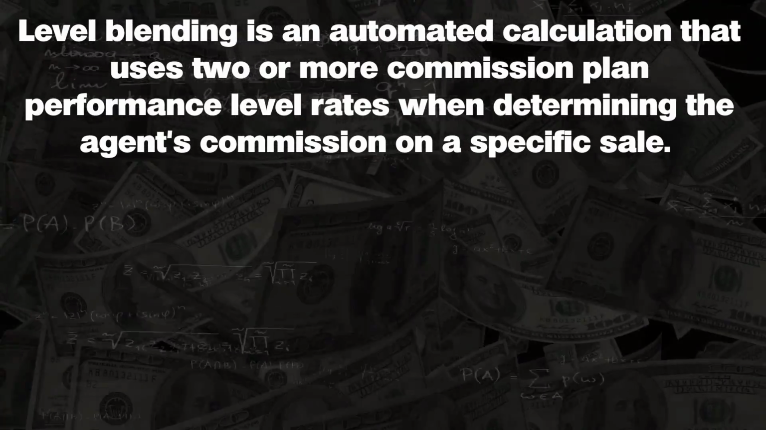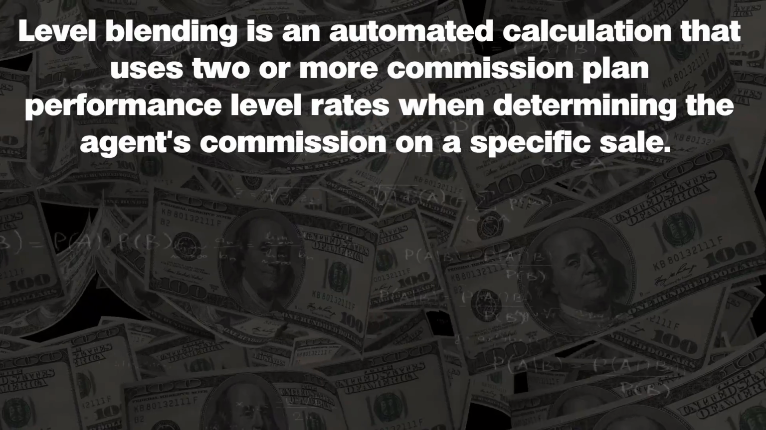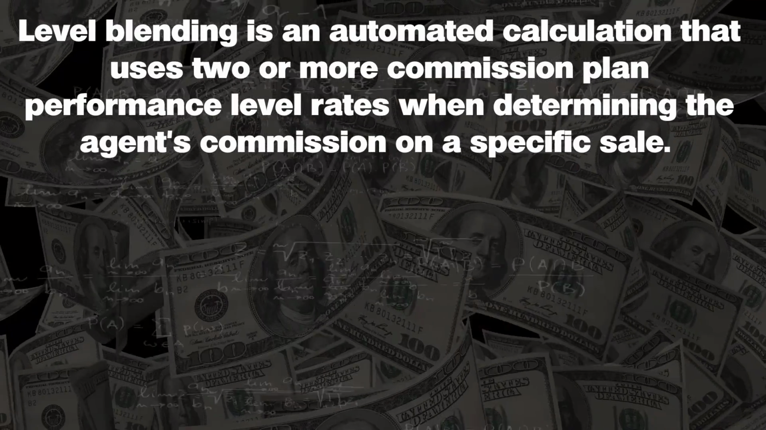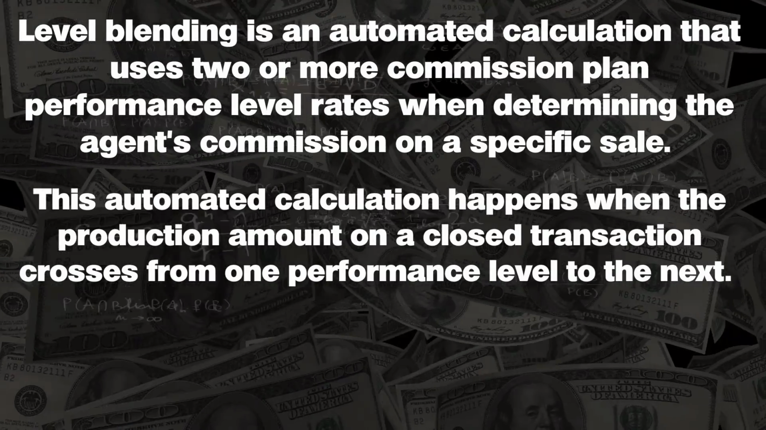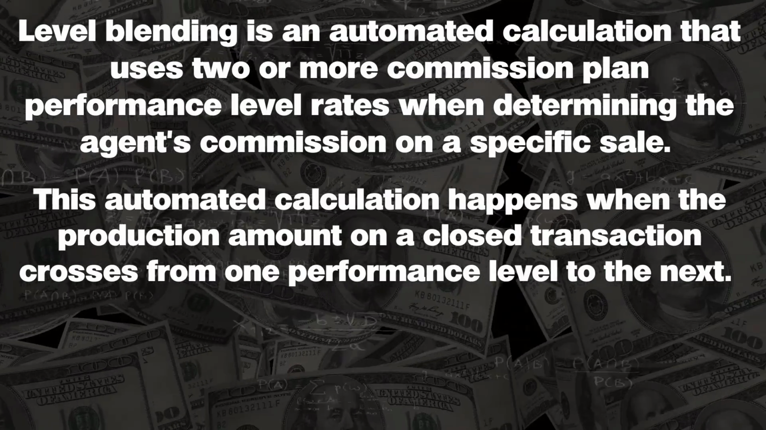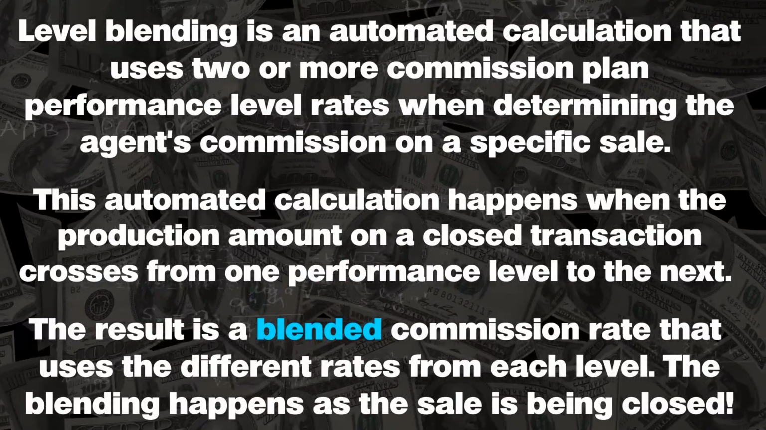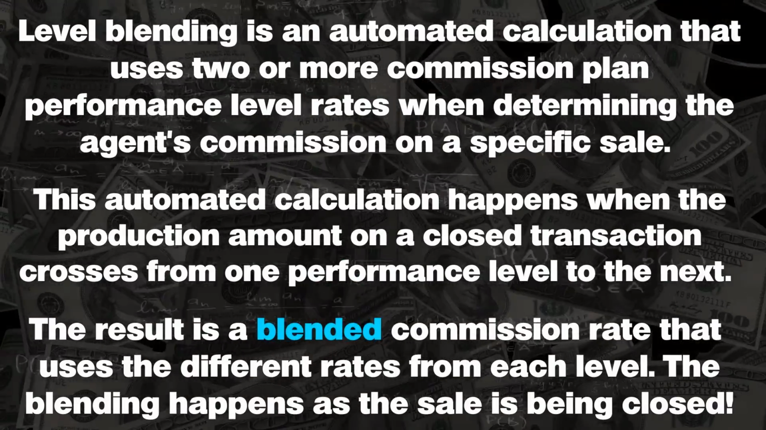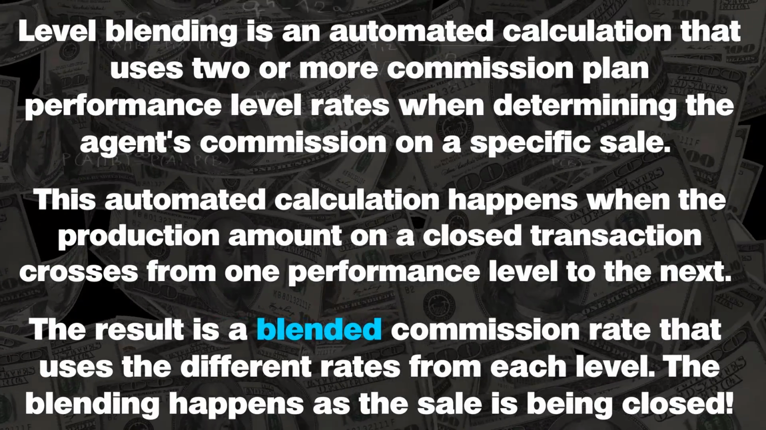Level blending is the automated calculation that uses 2 or more commission plan performance level rates when determining the agent's commission on a specific sale. This automated calculation happens when the production amount on a closed transaction crosses from one performance level to the next. The result is a blended commission rate that uses the different rates from each level. The blending happens as the sale is being closed.